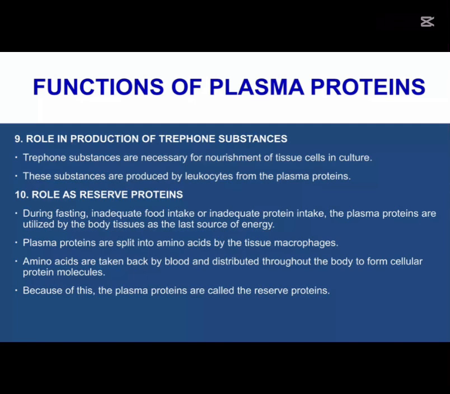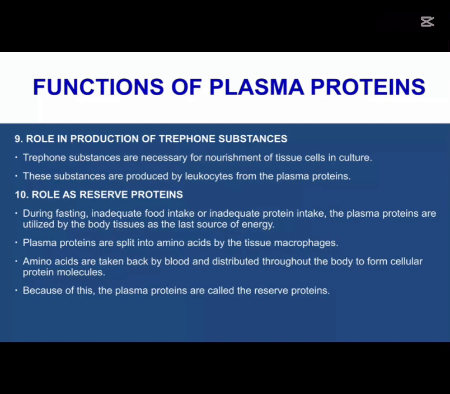It's very, very important, because plasma proteins are split into amino acids by tissue macrophages. And amino acids are taken back into the blood and redistributed to form cellular protein. So they store, and when the protein level is low, they can donate themselves to allow the body to continue its normal function.